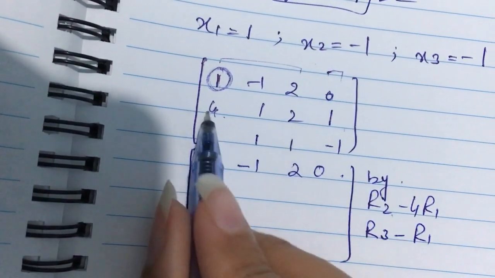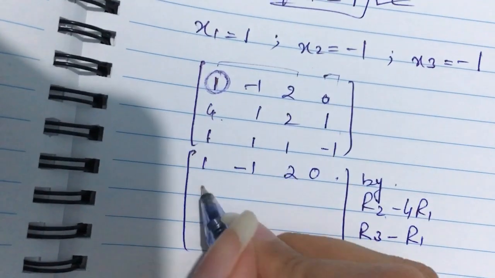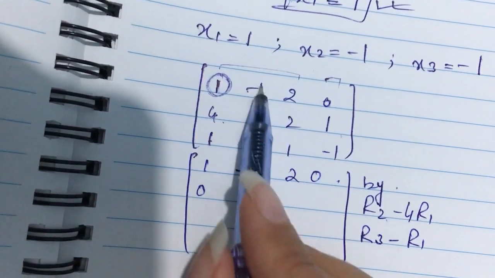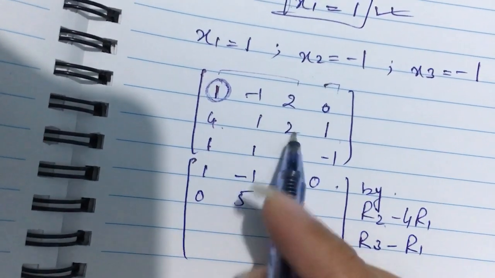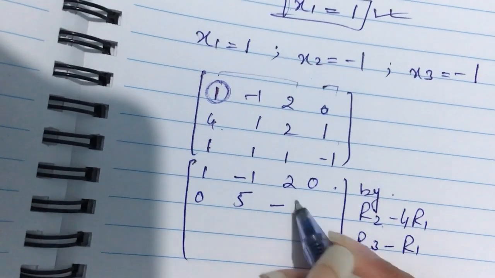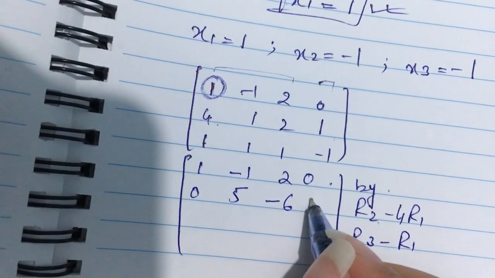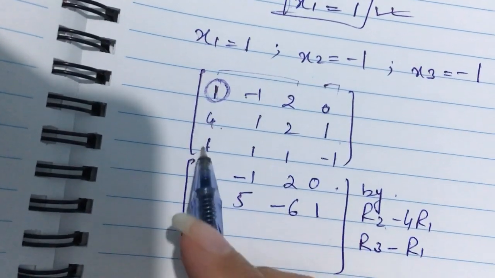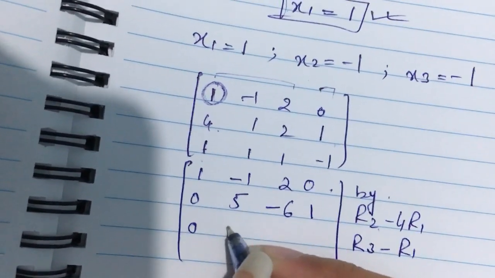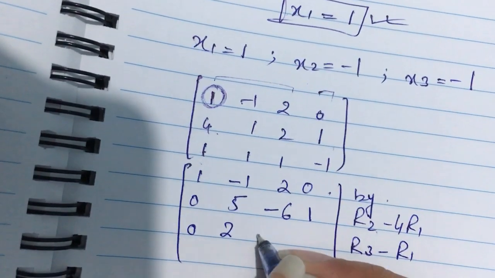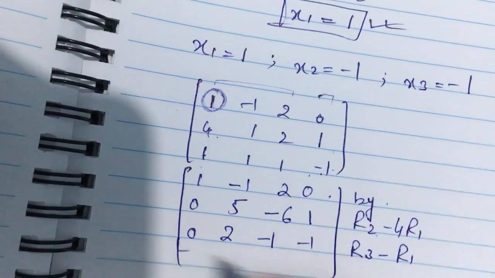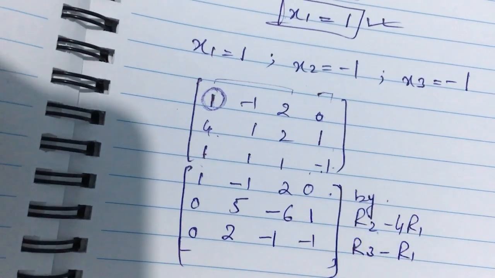When the row operation is applied on R2, 4 minus 4 is 0. Then 1 plus 4, that is 5. Then 2 minus 8, that is -6. Then 1 minus 0 is again 1. When you subtract the R3 row, 1 minus 1 is 0, then 1 plus 1 is 2, then 1 minus 2 is minus 1, and minus 1 again. So again here is minus 1 as well. So this is the matrix here.